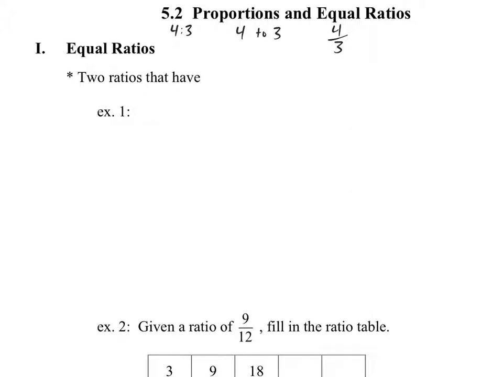This section we're pretty much just switching to this last way, just to fractions. We're going to look at ratios as fractions. Good? So equal ratios are going to be two of these things. It could be any of them, but typically we're doing fractions, like I said. Two of these fractions that are equal, so two ratios that have, maybe we'll say, the same value.